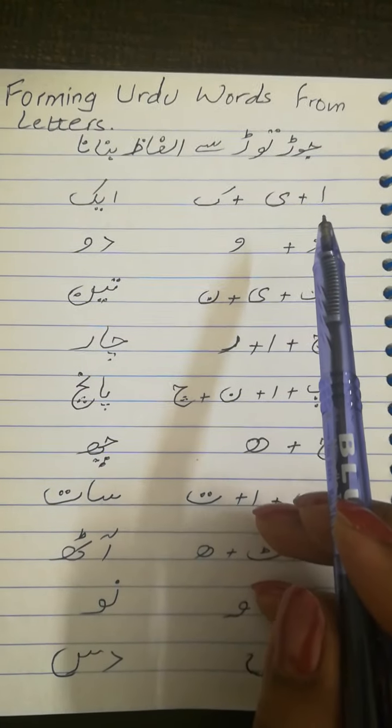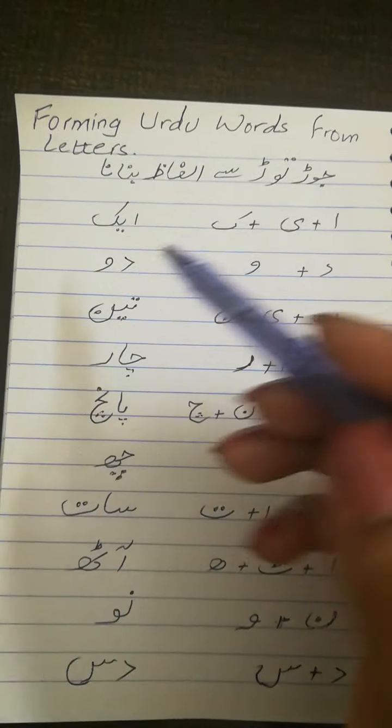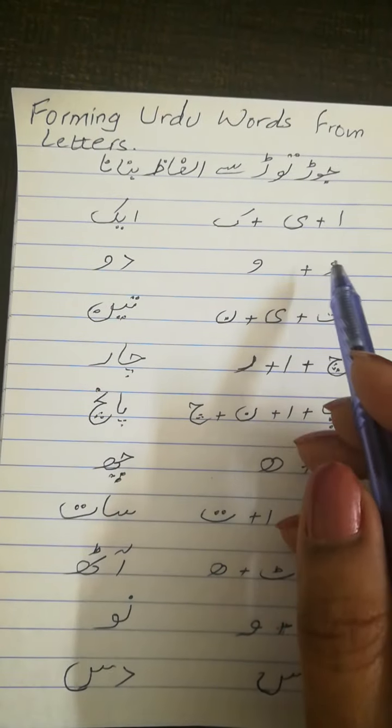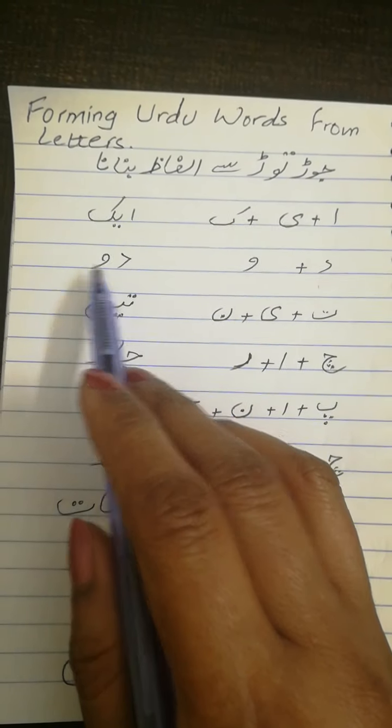The first letter is alif choti ye kaf. And the word that is formed from it is alif choti ye kaf, ek. Ek in English means one. Dal, waw, do. These letters don't combine here, so it is dal, waw, do.